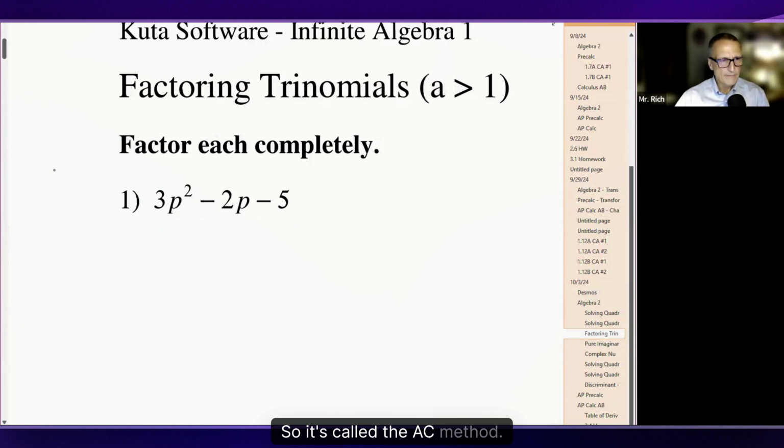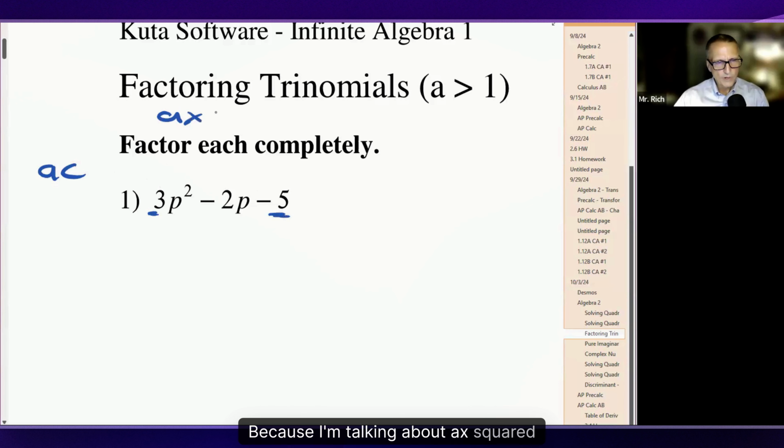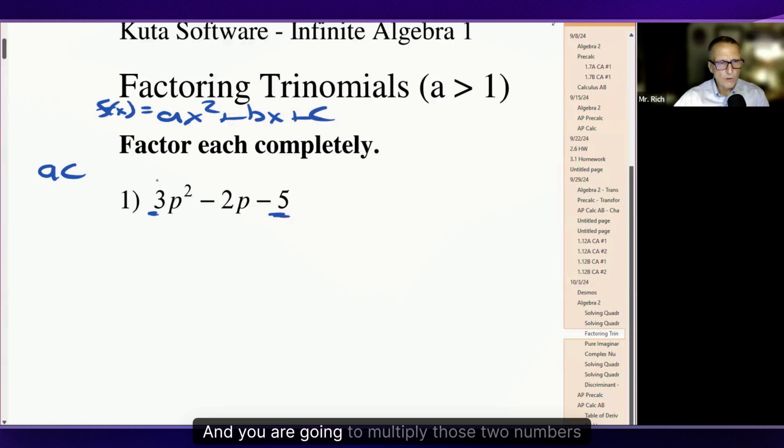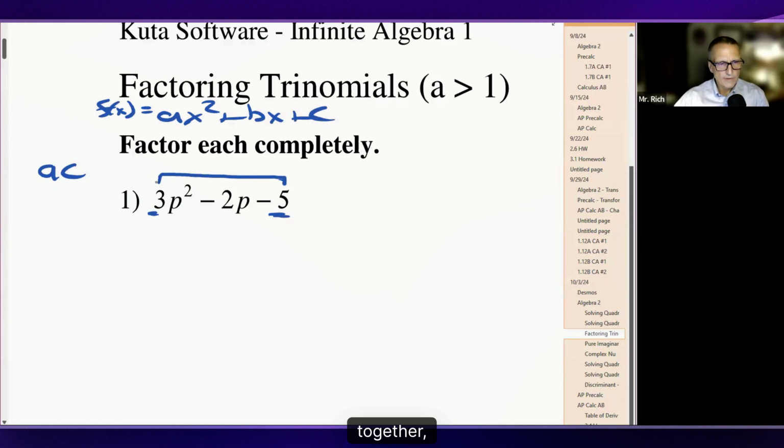So it's called the AC method, and the AC method is this: you take the A, which is the 3, and you take the C, which is the -5, right? Because I'm talking about ax squared plus bx plus c, right? That's the standard equation for a quadratic. And you are going to multiply those two numbers together, which is -15 in this case.